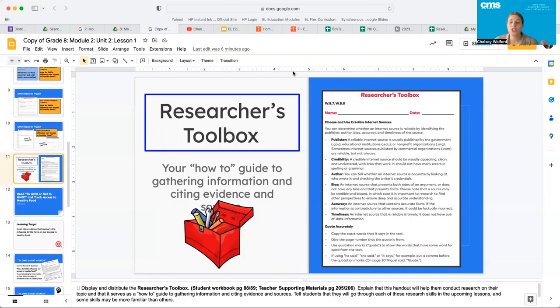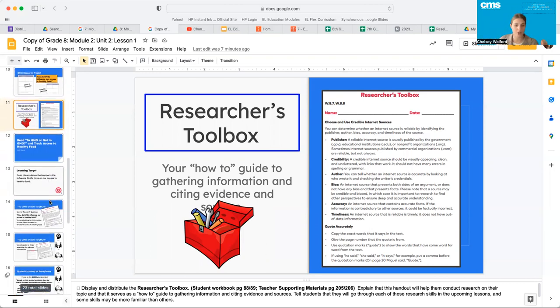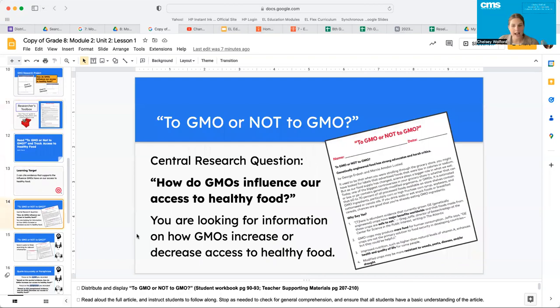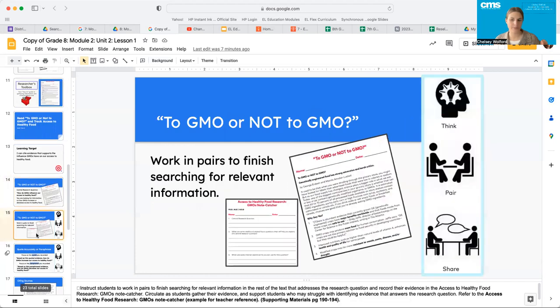All right, so I trust you spent some time with this researcher's toolbox. This is all going to be very important for you as you start researching GMOs. So now we are going to move to our workbooks, pages 90 through 93, "GMO or Not to GMO." You have already read this. Our central research question again is, how do GMOs influence our access to healthy foods? So you're looking for information on how GMOs increase or decrease access to healthy foods.